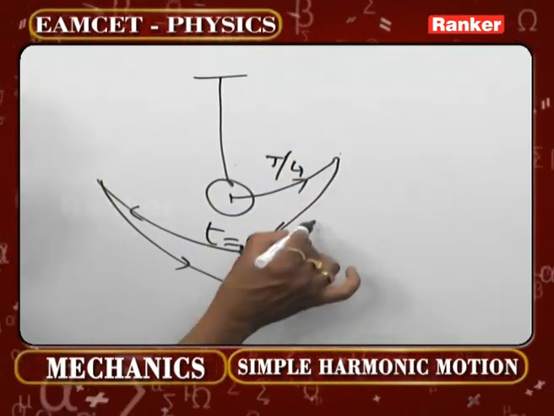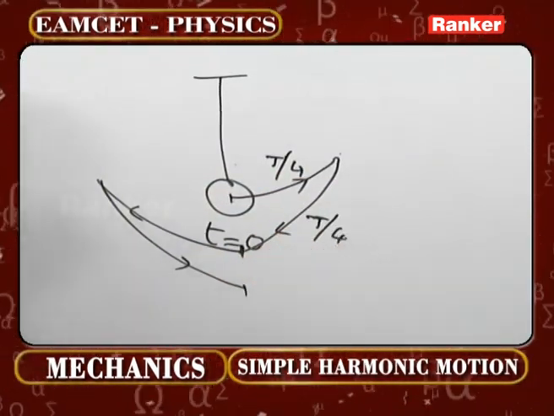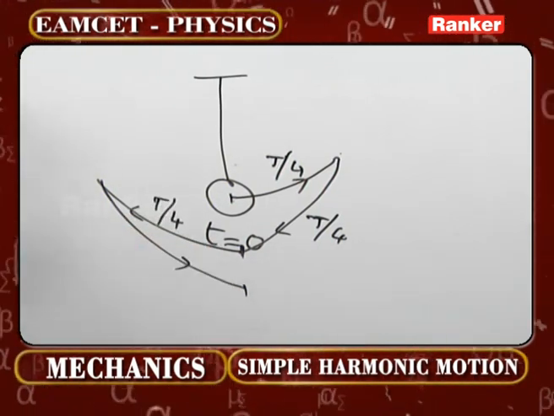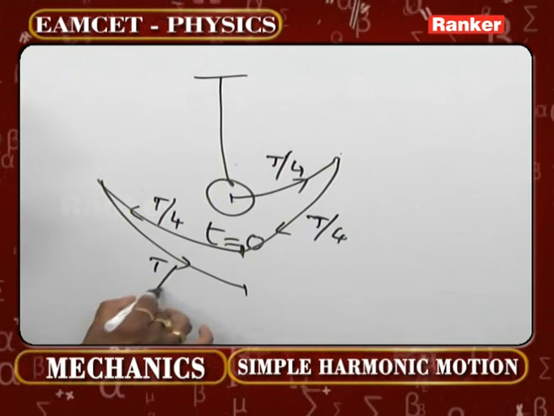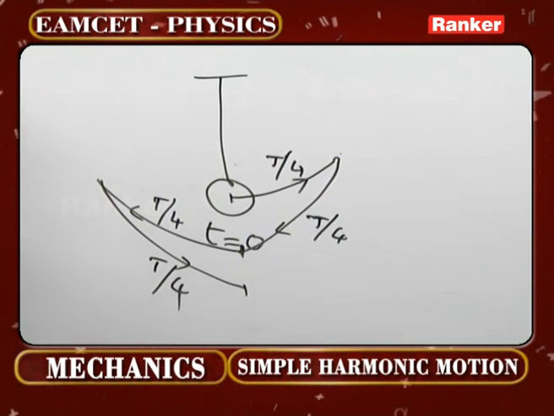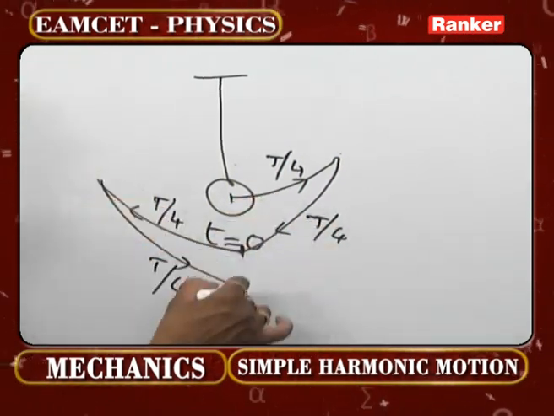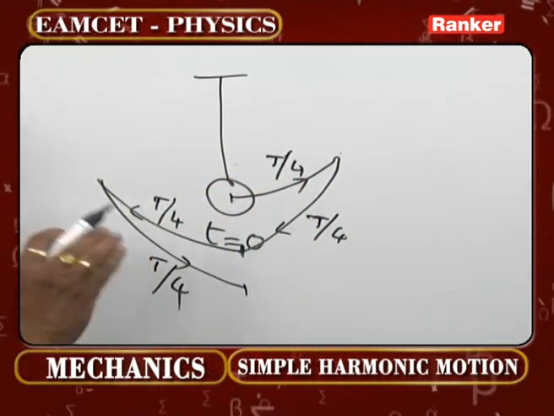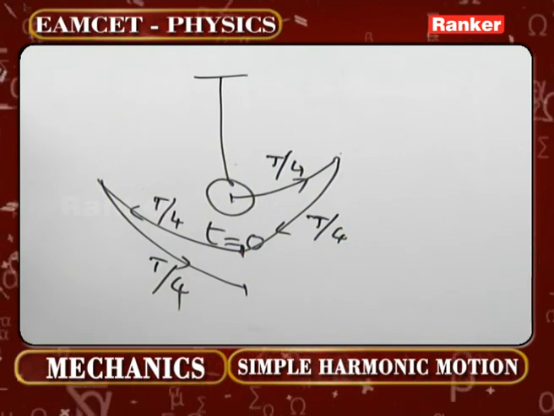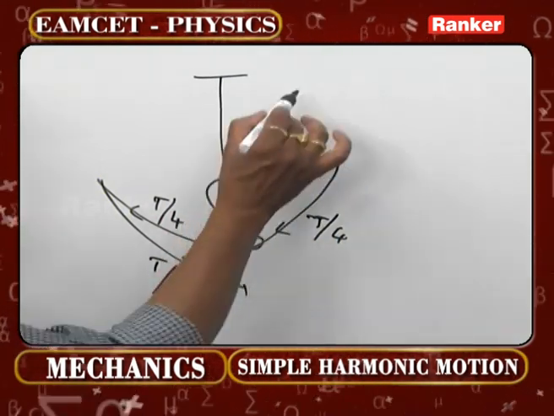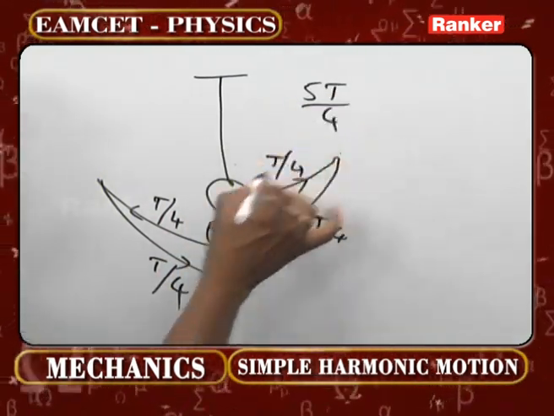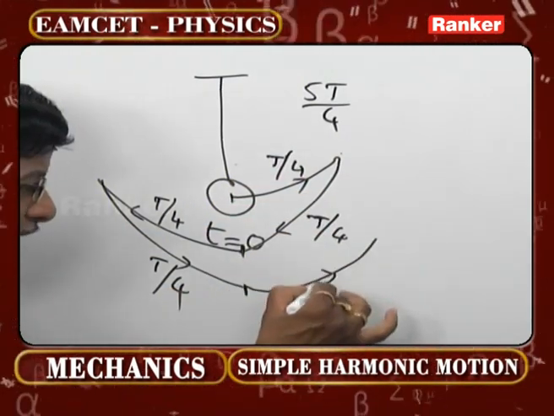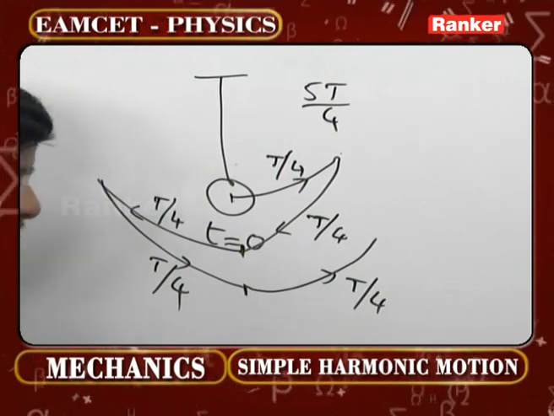Again to come back to mean position, T by 4 time. To go to extreme left position, that is T by 4 again, and coming back to mean position, T by 4. So, one complete oscillation means total time will be T. We have taken that one into 4 equal parts, each one T by 4. But the question is given in 5T by 4. Already 4T by 4 is over. Once again it has to go there, that means in T by 4 seconds.